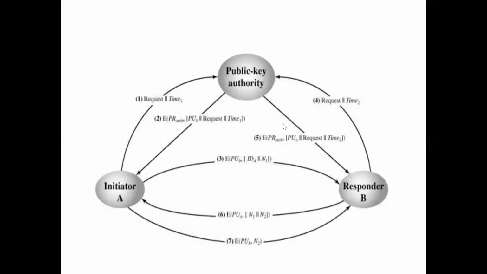We'll see the diagram. This is the public key authority. This is the sender or initiator, represented as A, and the responder or receiver, represented as B. Initiator A, responder B.